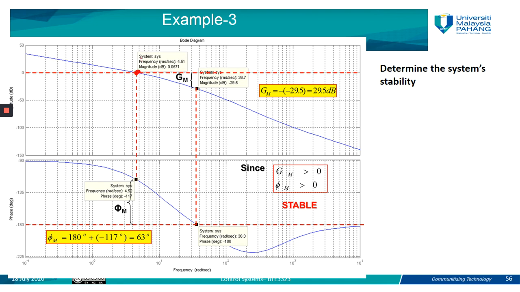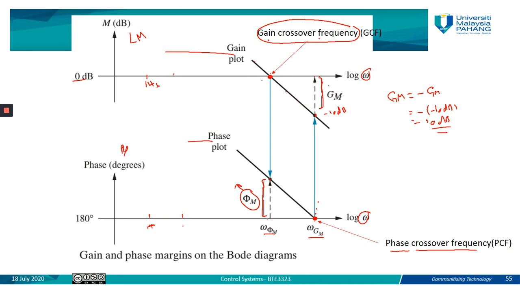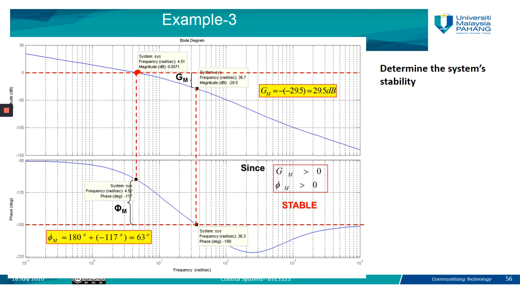So this is the first, which is the gain crossover frequency, and here we have the phase crossover frequency. The gain crossover frequency represents the intersection between the plot of the log magnitude with the 0 dB line. This is the 0 dB line. So the crosshair, we call it the gain crossover frequency.